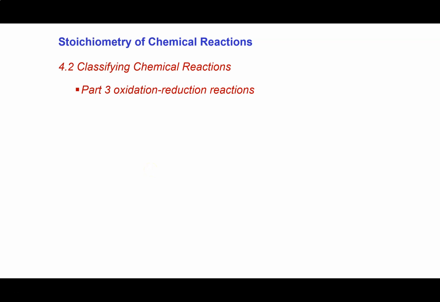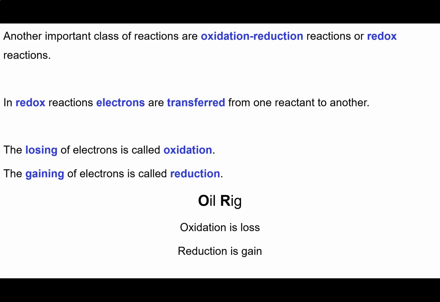The third class of reaction that we're going to look at are a type of reaction called oxidation-reduction reactions. And this is by far the most complex of the three reactions that we'll be looking at. So oxidation-reduction reactions are often described as being redox reactions, which is just a contraction of these two words. So what is happening in redox reactions? Well, in redox reactions, electrons are being transferred from one reactant to another.